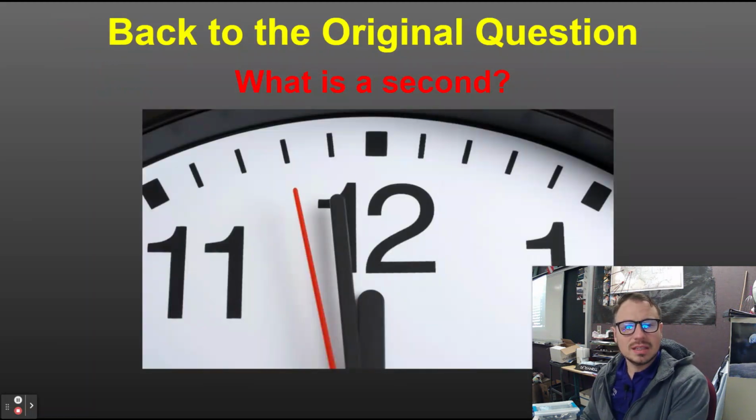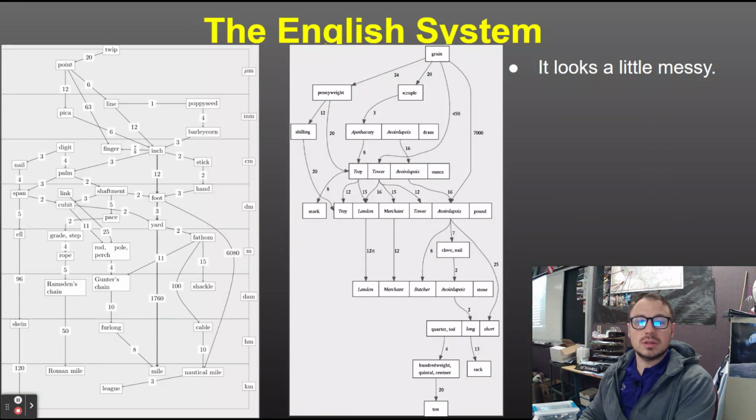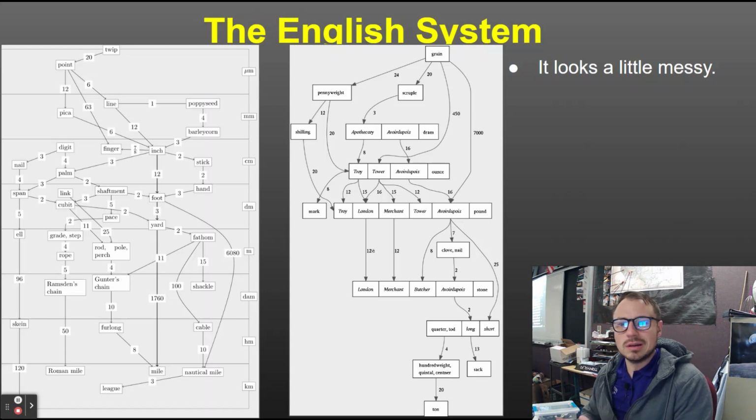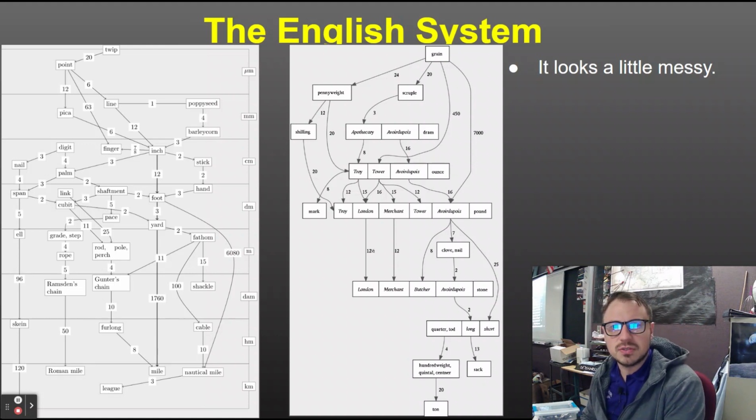All right, so let's answer this question. What is a second? So if we look at the English system, the standard measurement for everything in America, you can see you've got inches, feet, yards, miles, and nautical miles, and you've got palms, a cubit, a grade, step, rope, a lot of different ones, and you can see they're multiplied by a lot of different things.